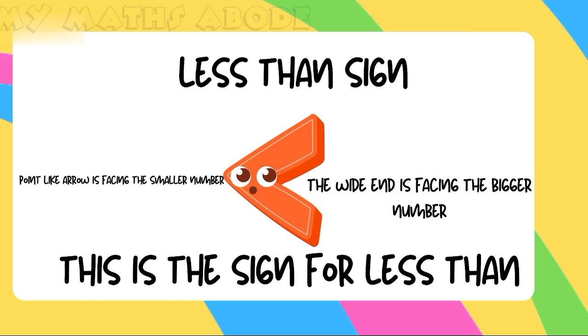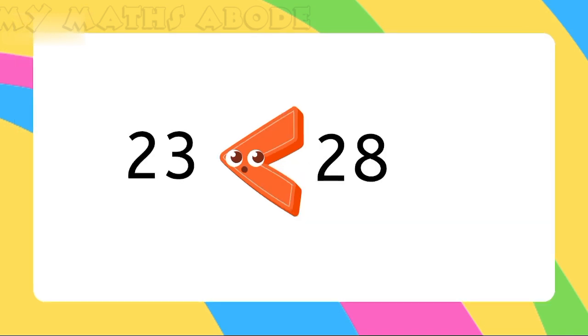The arrow-like side will be facing the smaller number, while the wide edge side will be facing the bigger number. So this is an instance. We have 23 and 28. So we know that 23 is lesser than or smaller than 28. So we'll be making use of the less than sign.